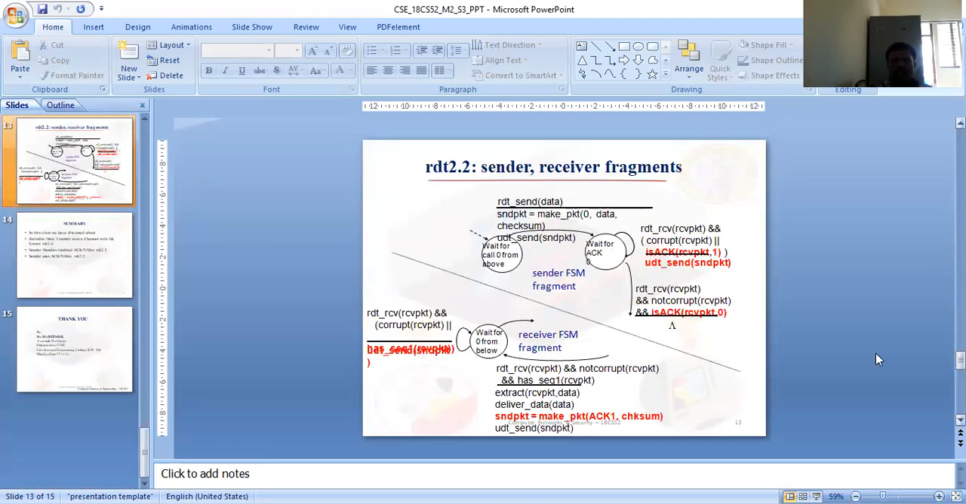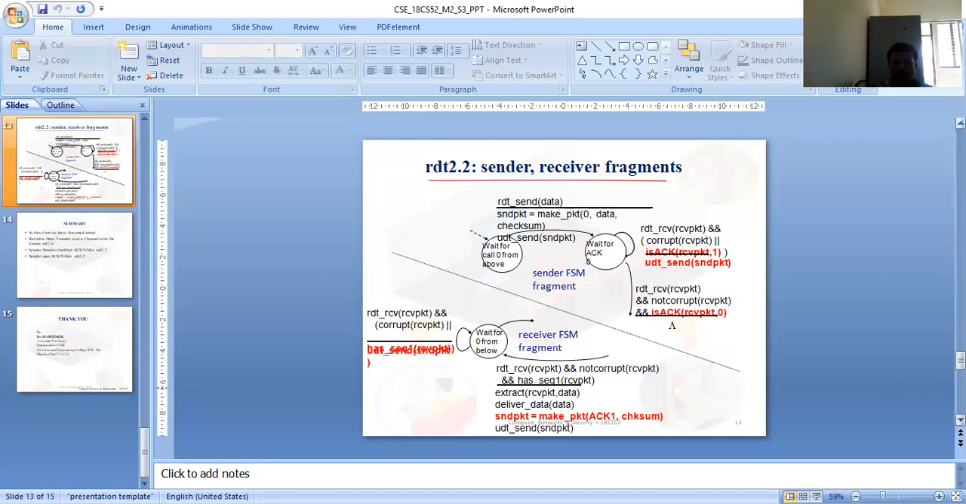Here, for the RDT 2.0 sender and receiver fragments, the FSM is delivered the same way. Wait for call from above, that is the event that occurs. Make the packet and UDT send the packet. Wait for another event. That is FSM 2: wait for a positive acknowledgement, then UDT send. This is how exactly the FSM works. That is the sender fragment and the receiver fragment of the FSM.